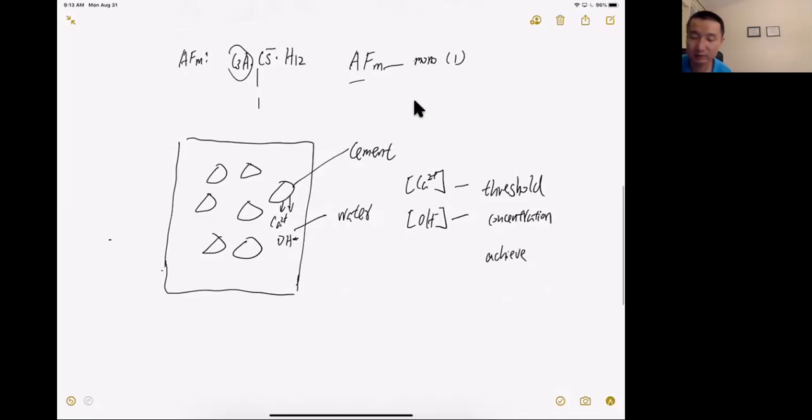That process will take around 2 to 4 hours, and that is the beginning of the initial set time. Okay. So again, until the threshold concentration of calcium and hydroxide ions is achieved, not much is going on. That's the reason stage 2 is called the dormant period. Not much hydration product is produced in stage 2. Actually, stage 2 is the time when the concentration of ions keeps going up until the threshold concentration is reached at the end of stage 2.